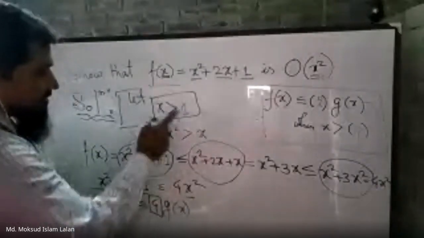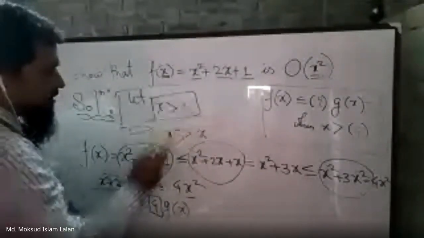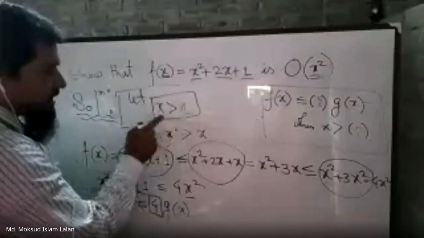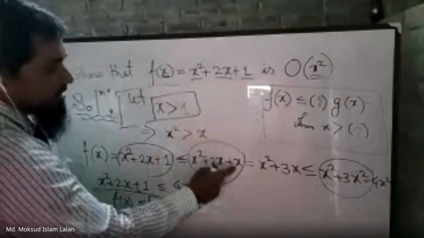Here x, since x is greater than 1, we are just substituting 1 by x. Since it's a greater sign, that's why we are using the greater sign. Is it done, Ruhul? Yes, sir.